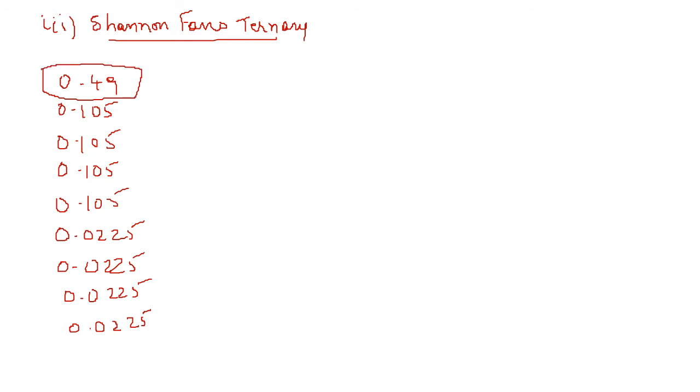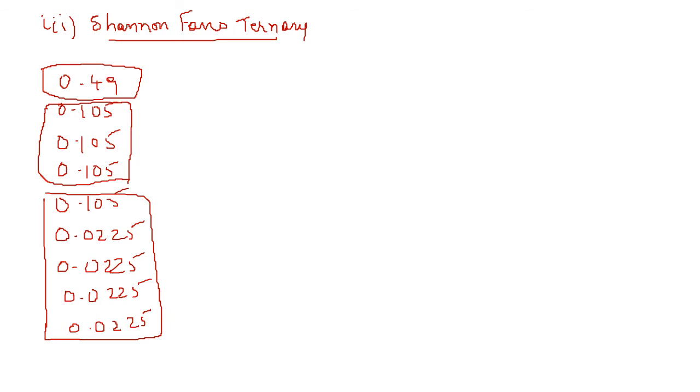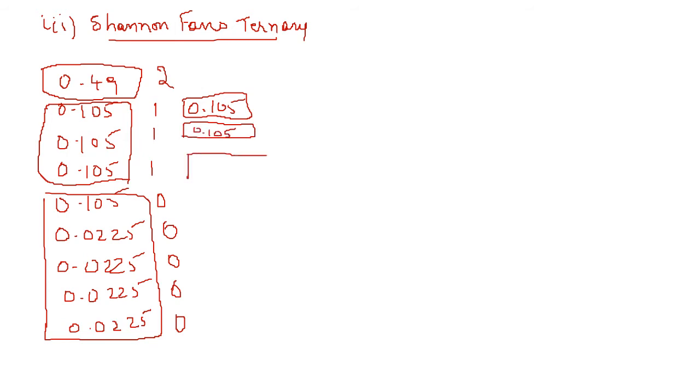So we are going to group the first value, 0.49, as one group, and this value comes to approximately 0.33. We group the last as one more group. Now we assign 2 to the first group, 1 to the second group, and 0 to the last group. Next, we group this into 3 equal halves. So we have 3 probabilities, and we divide it into each probability value: 0.105, 0.105 and 0.105. This comes to the first subgroup, with 1 and 0.